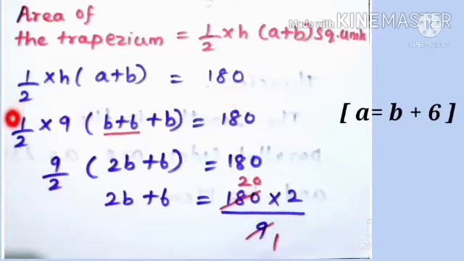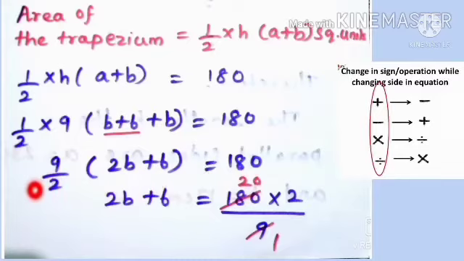So in the next step we are going to substitute the known values and the condition. So that is 1 by 2 into the value of h is 9, and here A is taken as B plus 6, plus B. Here A is equal to B plus 6 because the condition is given, that one of the parallel sides is longer than the other by 6. So thus we take A as B plus 6. So substitute here, plus B is equal to 180. Now 9 by 2 into 2B plus 6 is equal to 180.